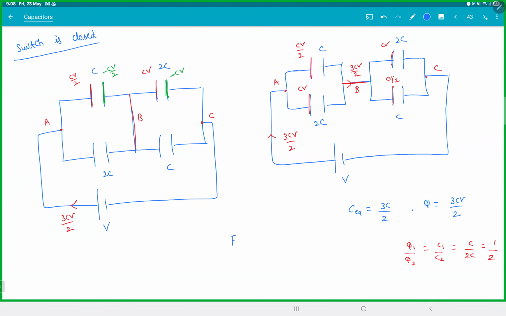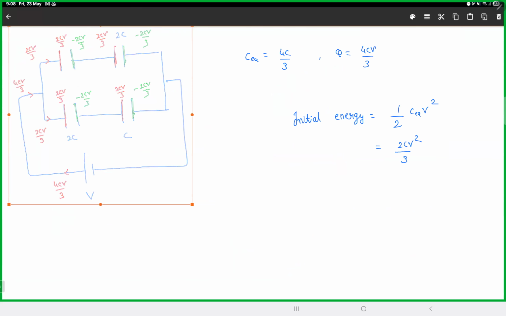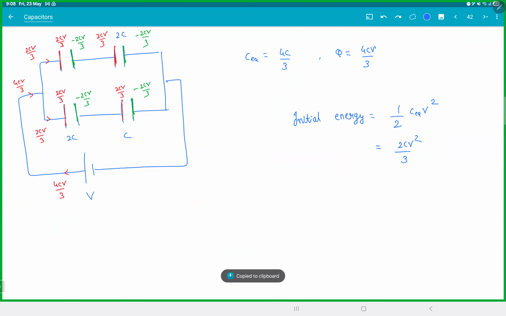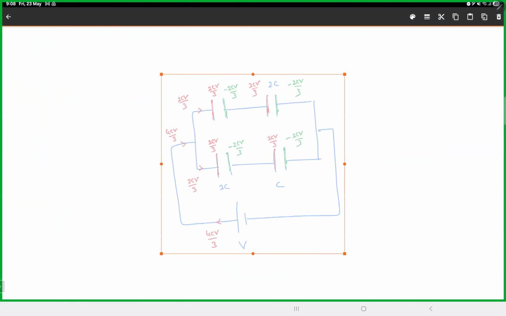And the final energy will be half C equivalent V square, which is with C equivalent 3C by 2. Now, how do you find the charge flowing through the switch? Unlike a capacitor, there is no direct formula like Q is equal to CV for a wire. So we have to use different techniques.